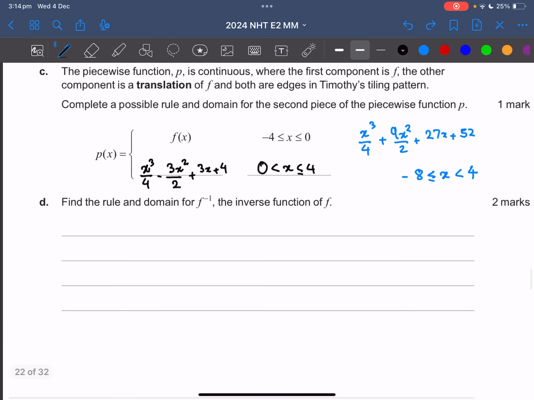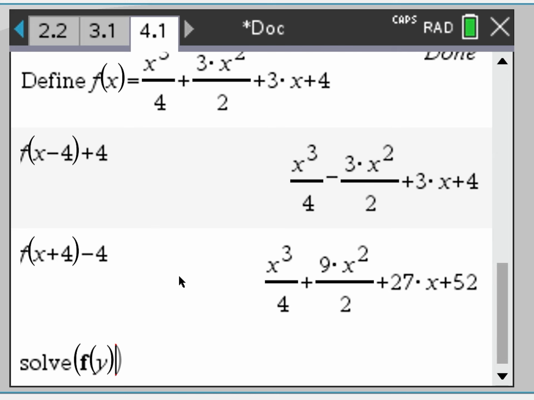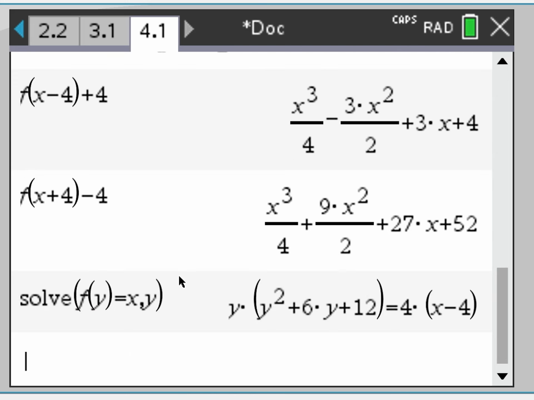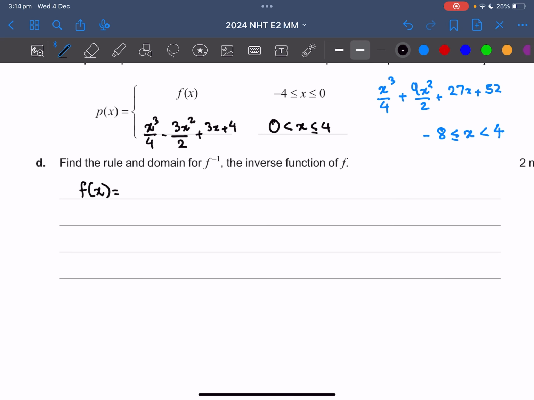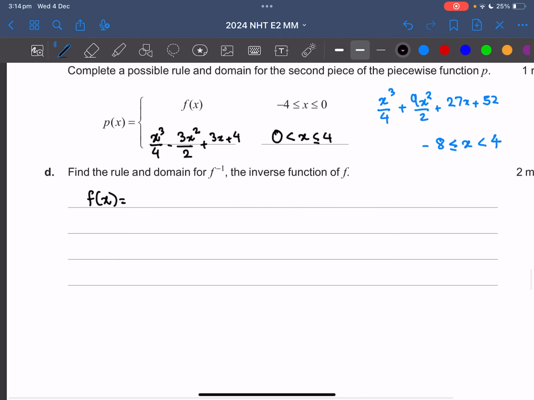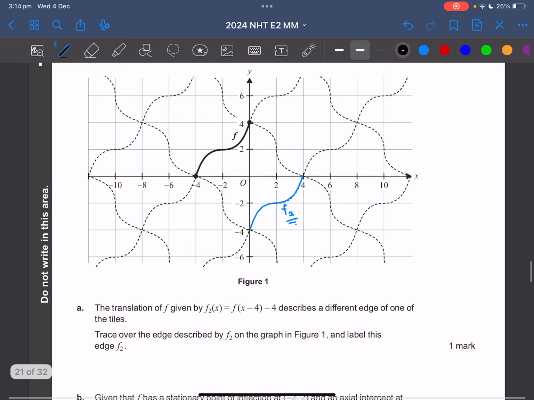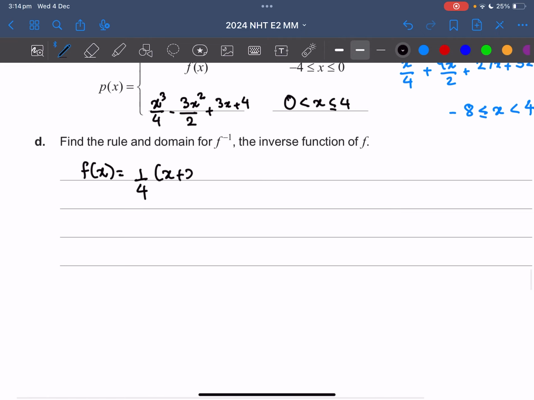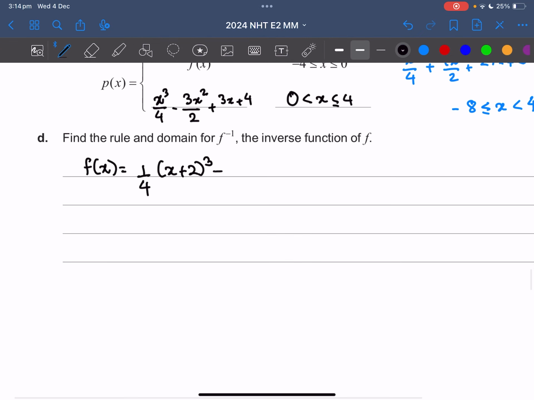Okay. So let us do this question on calculator. So we have solve f of x or f of y equals to x comma y. Okay, it doesn't quite solve it for us. That's probably because it expanded it out. So that's okay. It shouldn't take us long to do it either. So we can just say f of x is equals to, what is our value of a? It's 1 on 4 times x. Is it minus b or plus b? X minus b, so x plus 2 cubed. And then c equals to 2, so plus 2.